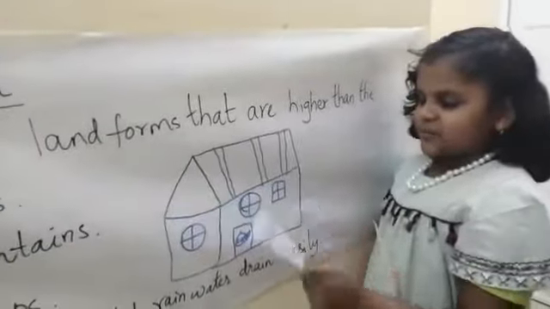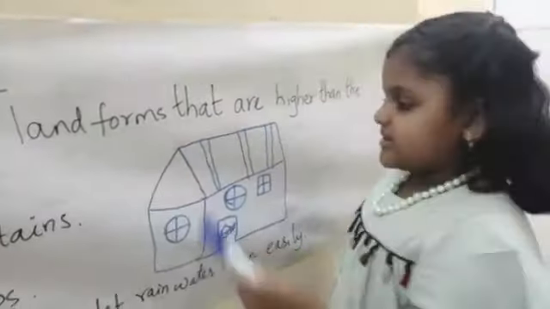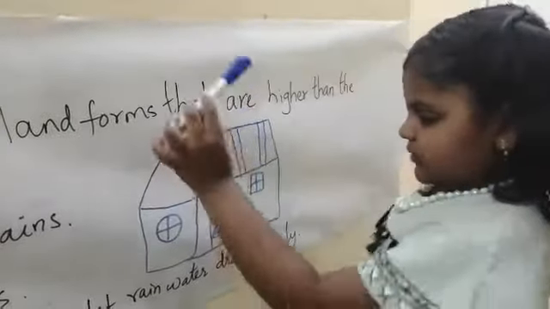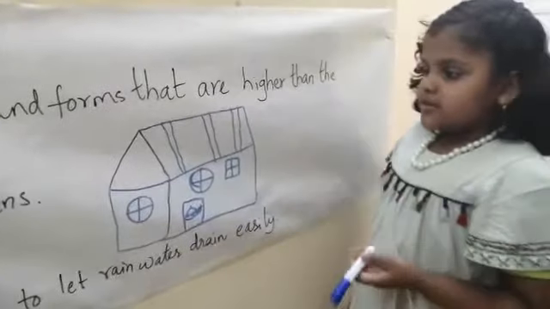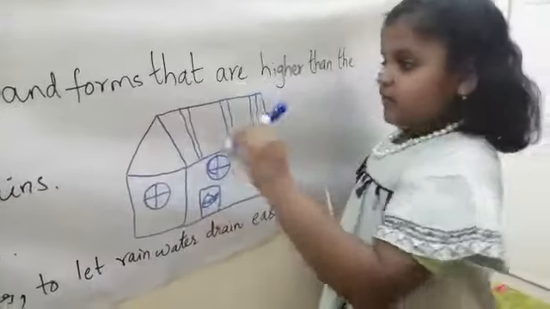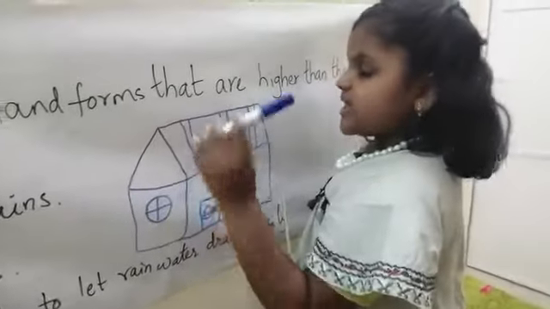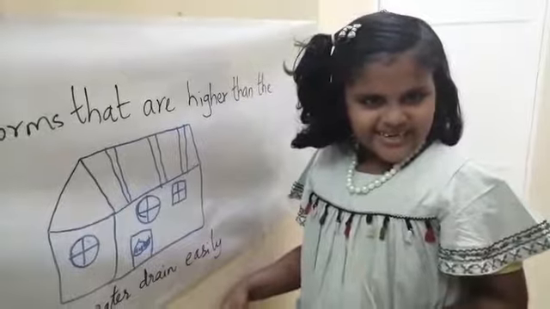This is the sloping roof. When it rains, the rainwater will drain away easily. So, did you understand? Okay.